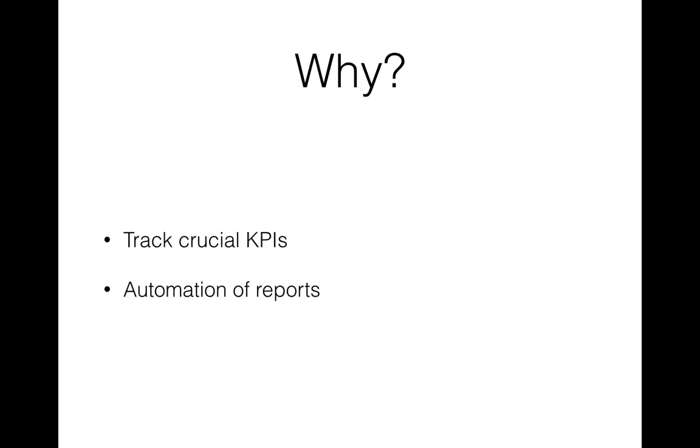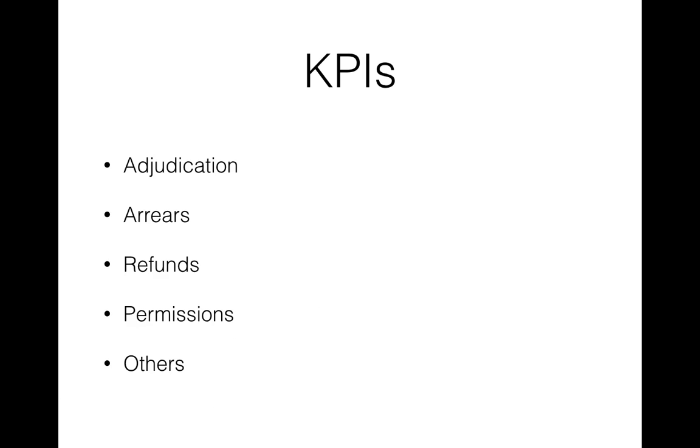Second is automation of reports. I need not tell you how much time we spend and how many resources we allocate just for the task of reporting. Okay, let me not get into that. People do have expletives for this. So I believe most of the reports, as I will show you in around 10 minutes, can be automated by this. Next, I already discussed the key performance indicators that you want to track: adjudication, arrears, refunds, permissions, others.